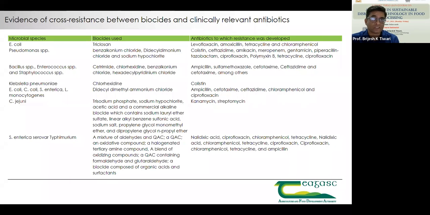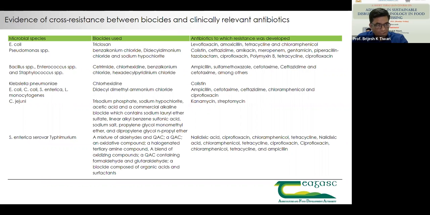Now, when it comes to cross resistance between biocides and clinically relevant antibiotics, the microbial species include E. coli, Pseudomonas, Bacillus, Campylobacter jejuni, and Salmonella enterica. All these biocidal compounds, different chemicals, are used at different levels, and because of the resistance they develop against antibiotics, these are restricted for use not only in food but also for generic purposes, and these are the ones which are developing a lot of antimicrobial resistance.